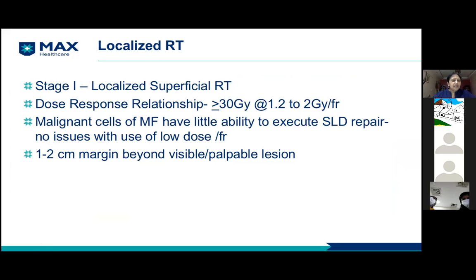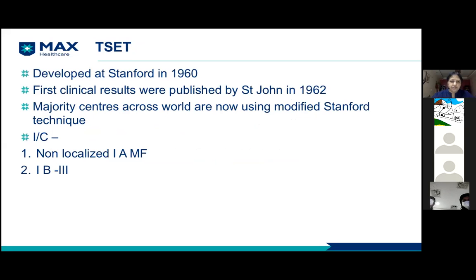So as I mentioned just now, if your patients have stage 1 disease, they just need localized radiation therapy. Generally, the recommended dose is more than or equal to 30 gray total dose. Because malignant cells of mycosis fungoides have little ability to do sublethal damage repair, there are no issues with the use of low dose per fraction. And generally, you should use liberal 1.5 to 2 centimeter margins around the visible or palpable lesions.